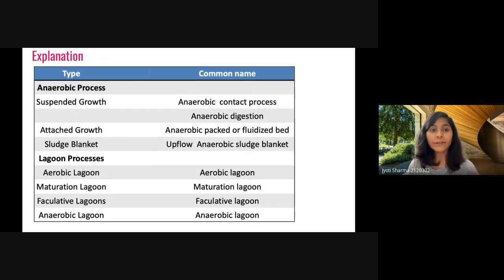We have also categorized our processes into aerobic or anaerobic, depending on whether oxygen is present or not, so this is how we can classify. Okay, so this is the brief discussion about your secondary treatment. Now I will have a lot of MCQs, and based on that, we will learn more.